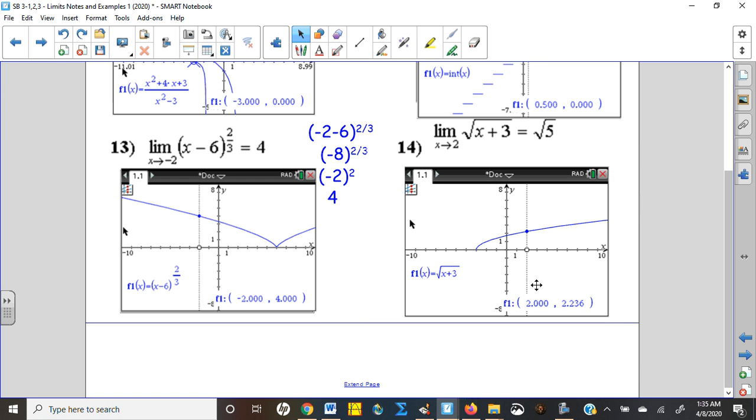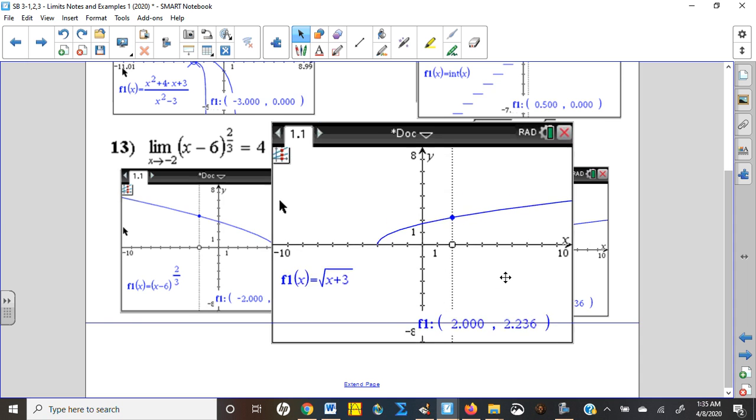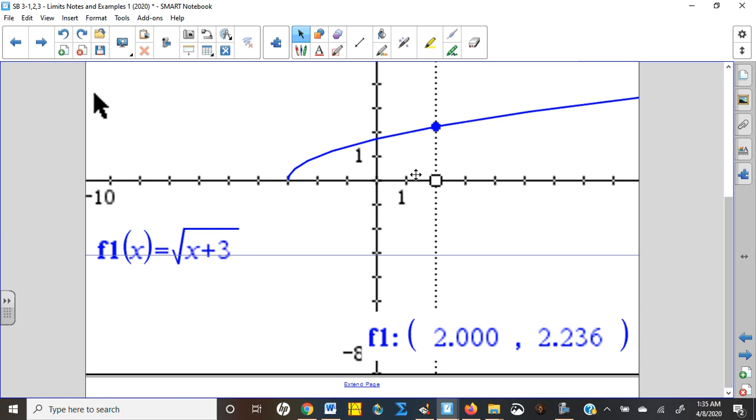All right, number 14 is the square root one, where if we were over here, we'd be in trouble. But because I'm over here, I'm fine. 2 plus 3 is 5. I'm approaching a height of square root of 5, which is about 2.2. And you can see that's exactly where I am, about 2.2 on the graph.